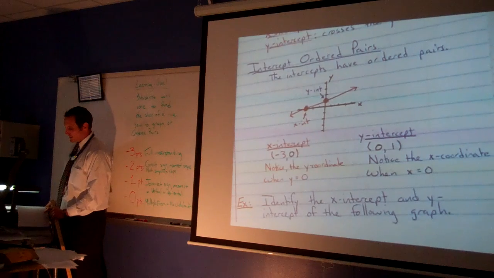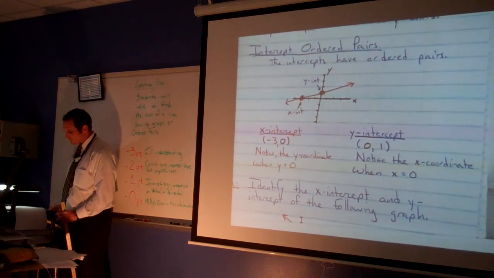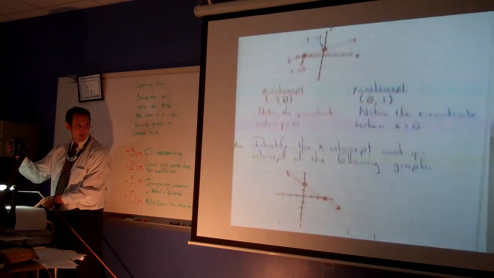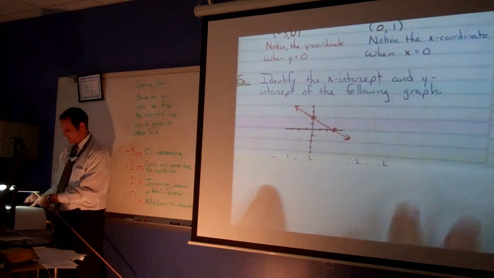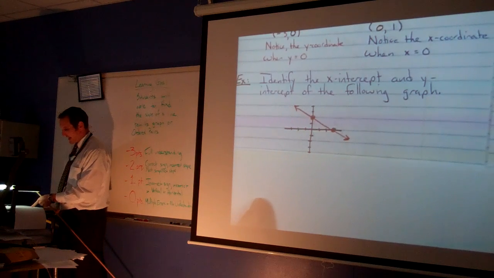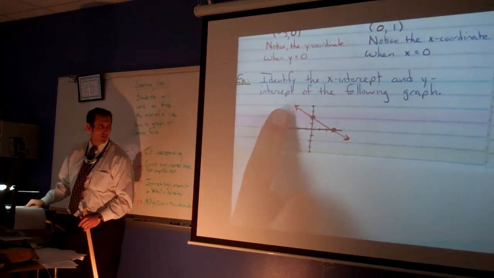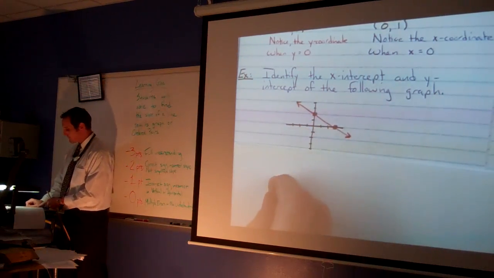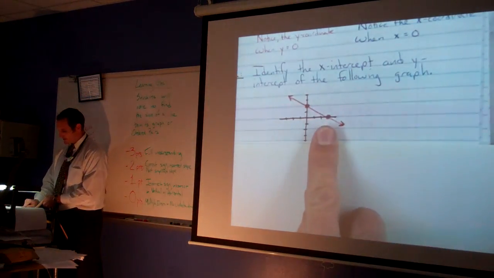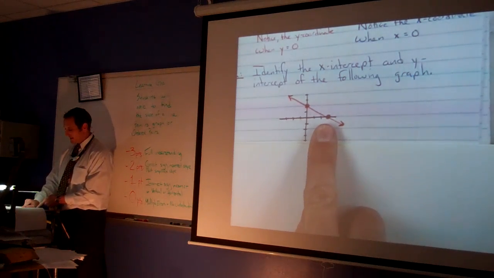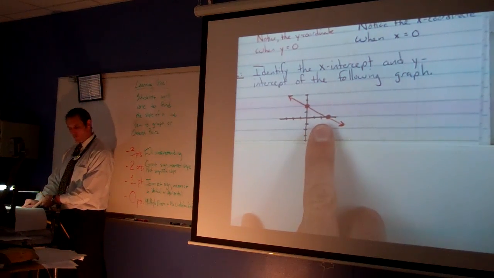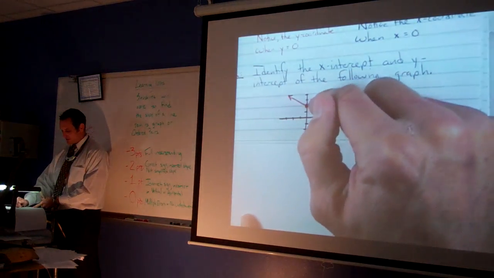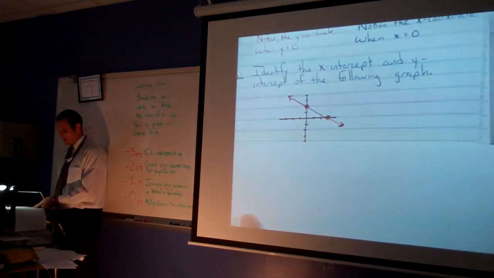So, let's take a look at an example. We will identify the x and y-intercept of the following graph. Here's our line crossing the coordinate plane. The x-intercept is where it crosses the x-axis, and that is at the ordered pair 3, 0. The y-intercept is where it crosses the y-axis at 0, 2.